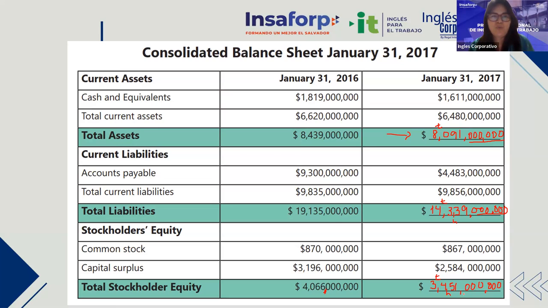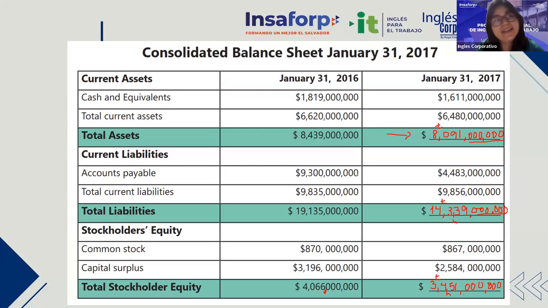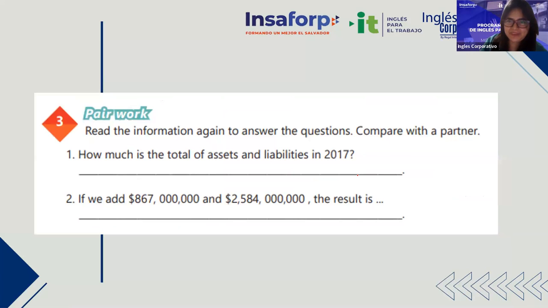Now check this. How much is the total of assets and liabilities? Okay. The total of assets is 8,091 million. Very good. And the total of liabilities? 14,339 million. Excellent.